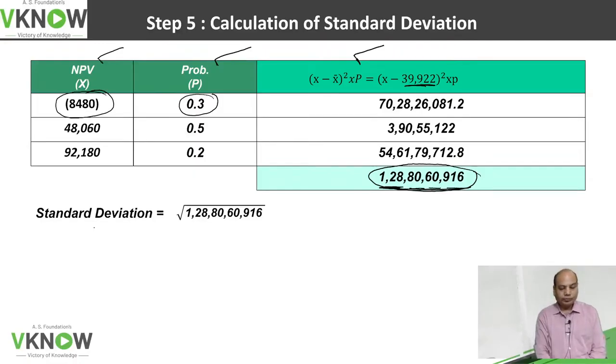Under root 128 crore 80 lakh 60,916. Anybody wants to reply? What is the standard deviation? Please reply. So that is approximately 35,890. That is approximately 35,890.